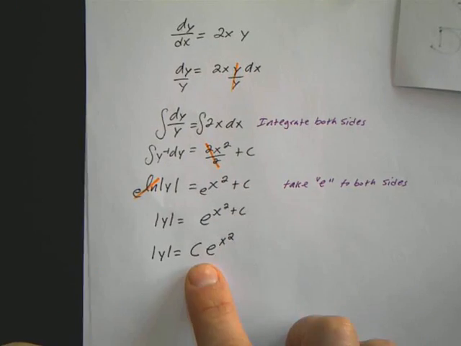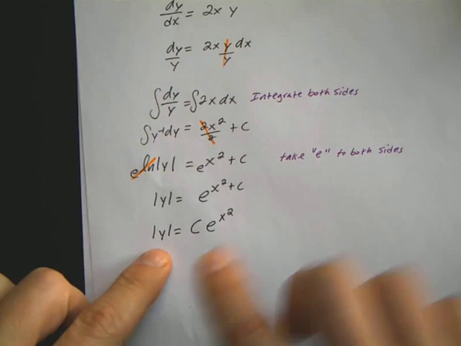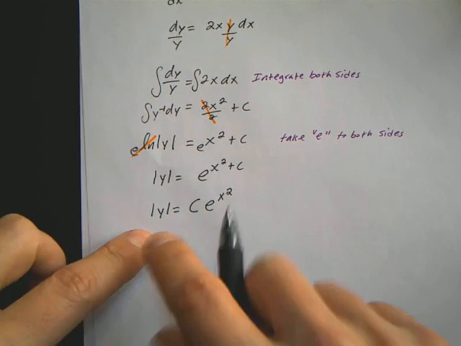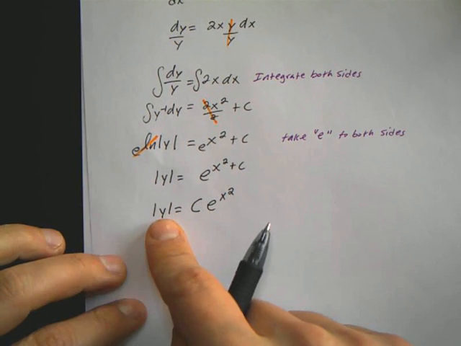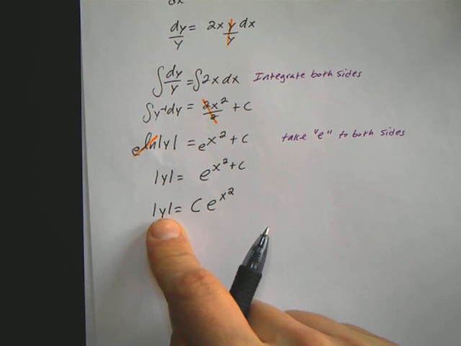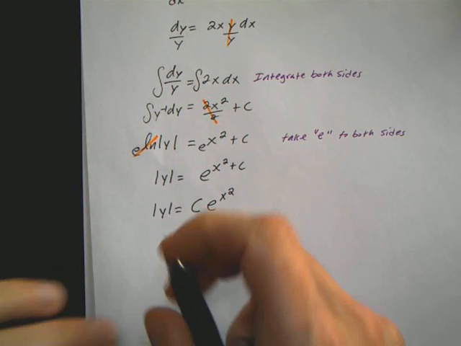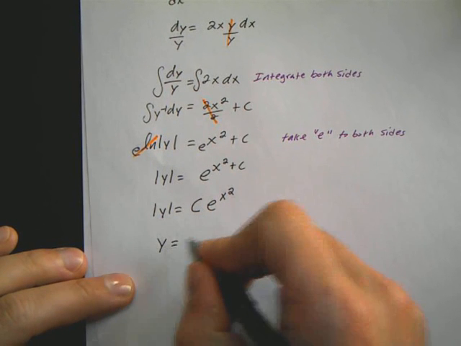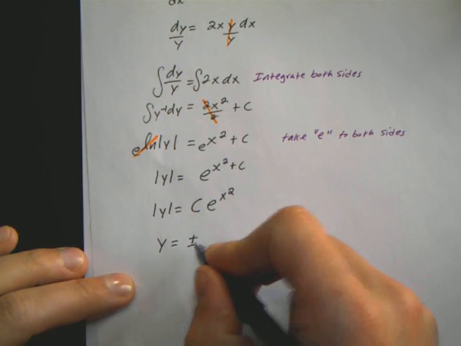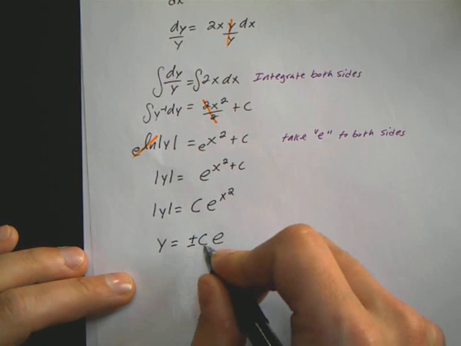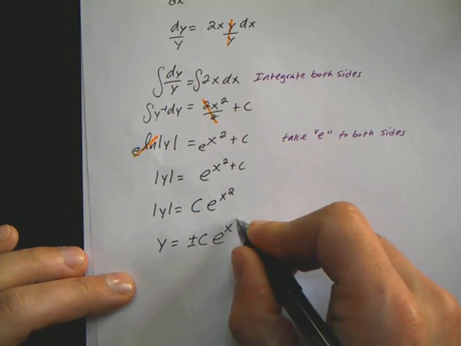Now, if I want to get rid of these absolute value bars in front of the y, what the absolute value prevents is that it could either be positive or negative, right? So if I drop the absolute value bars, I'm going to say that C is going to be either positive or negative. So my solution is plus or minus C e to the x squared, right?